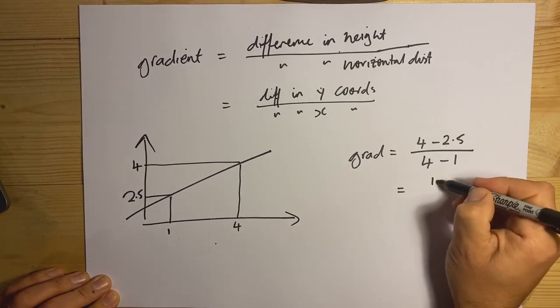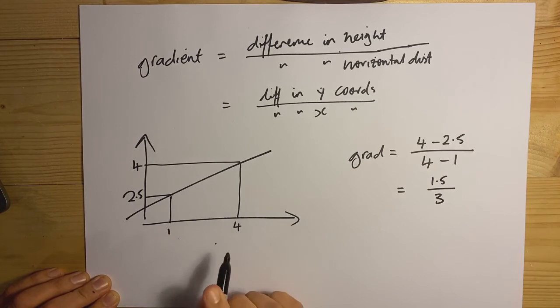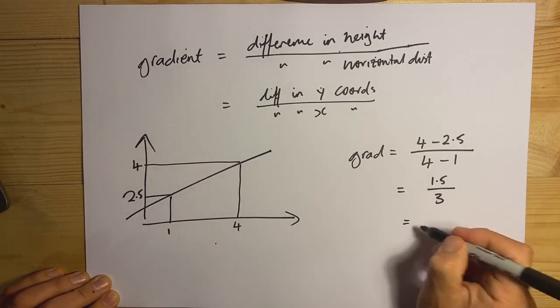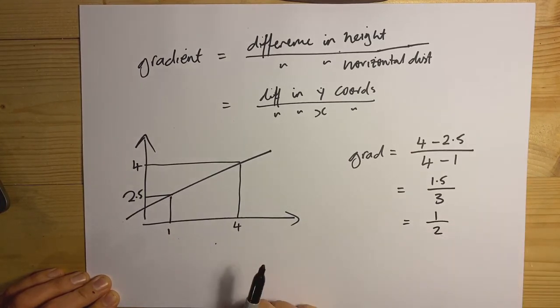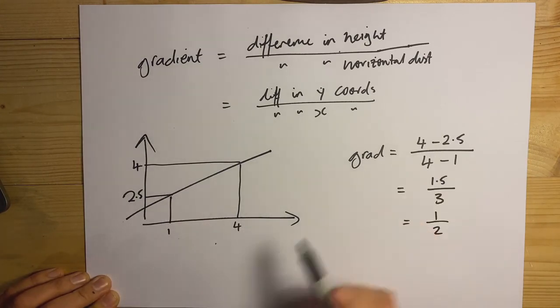4 minus 2.5 is 1.5. 4 minus 1 is 3. So 1.5 over 3, which is the same as 1 over 2, the same as a half. So the gradient of this line is a half, and that's how we would calculate it.